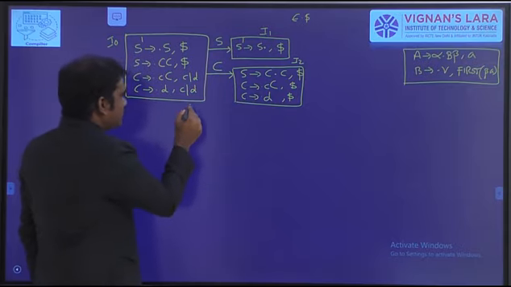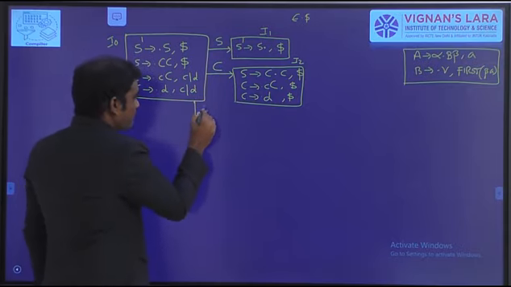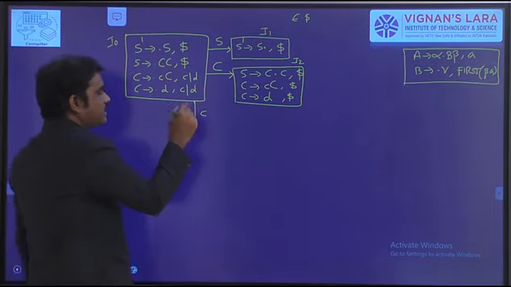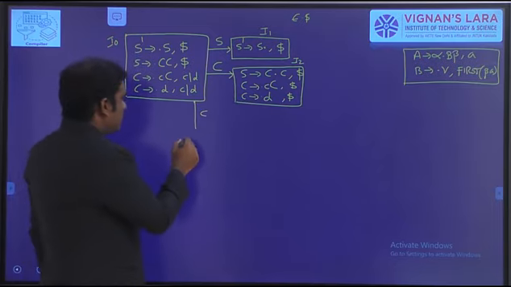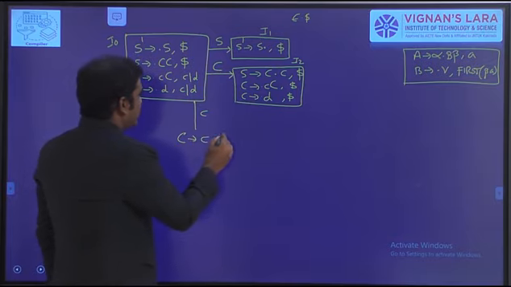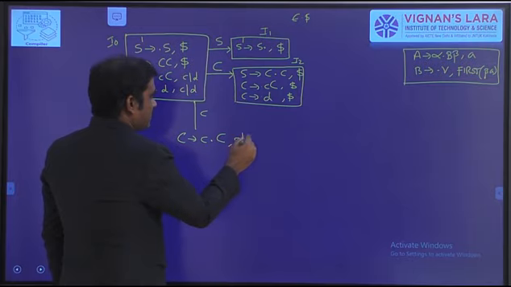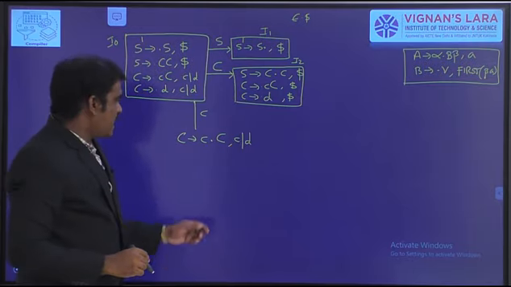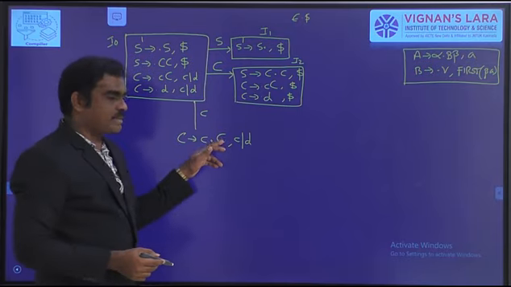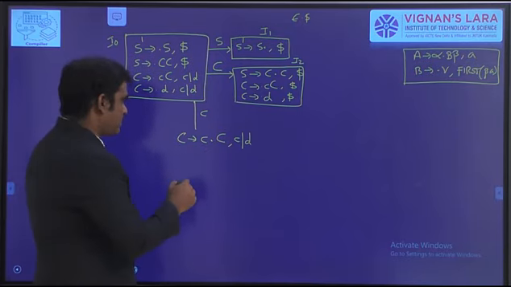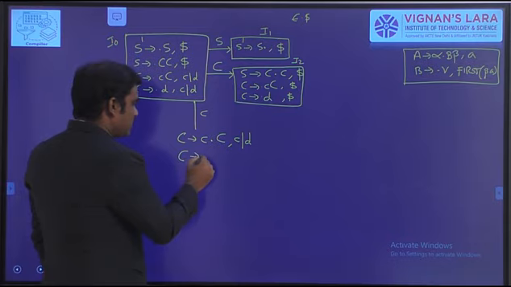Next one, small c. Small c goes to capital C. First apply goto: C to c dot C, c or d. This is the goto result. Now apply the closure set operation. Dot followed by C, and C is a non-terminal, so write the C productions: C to dot CC, C to dot d.